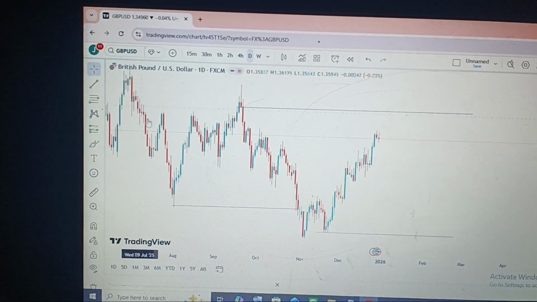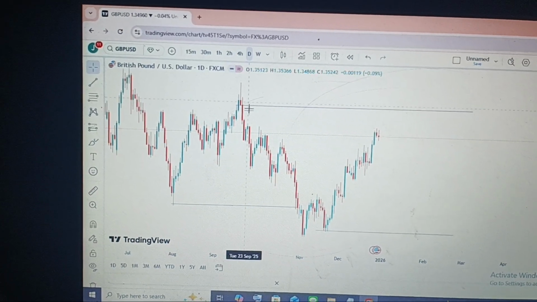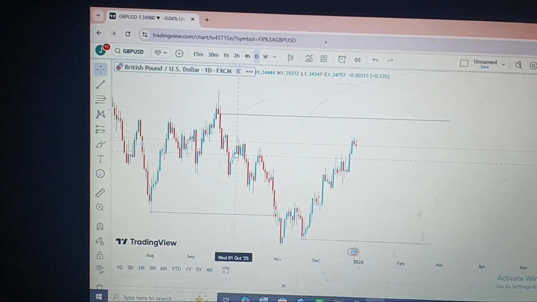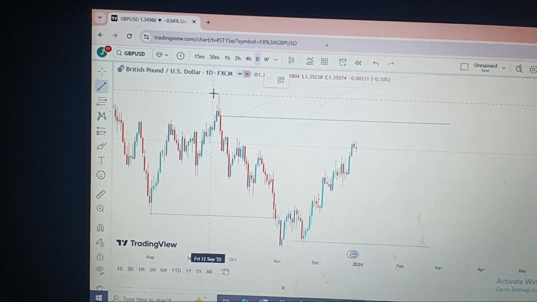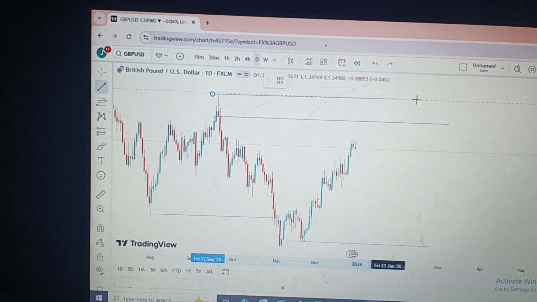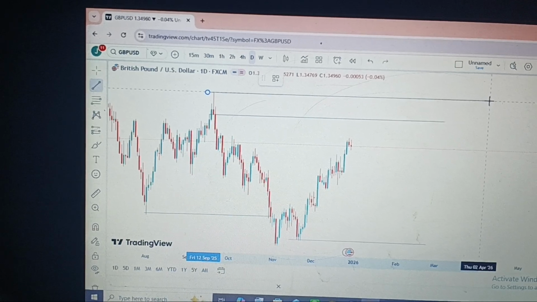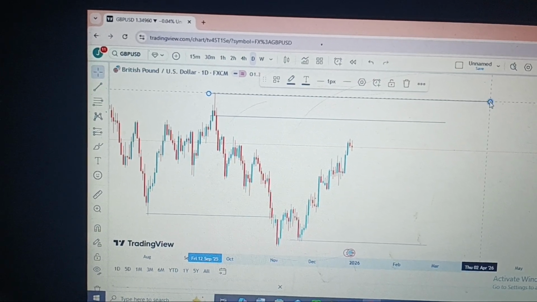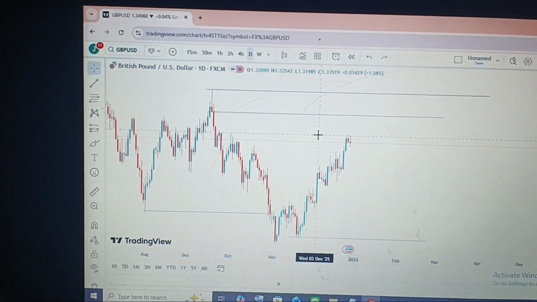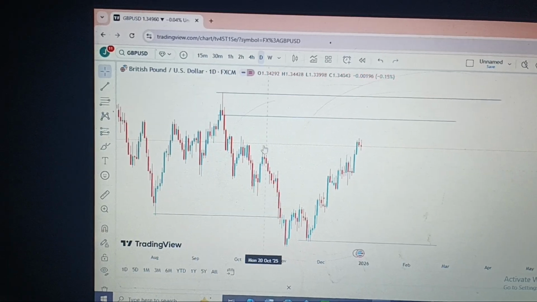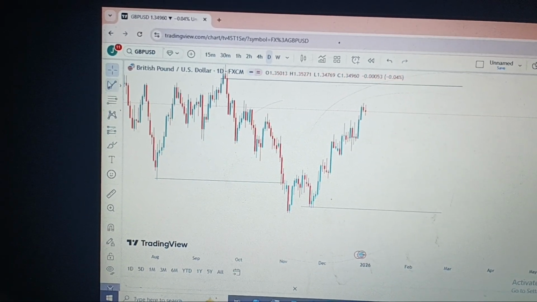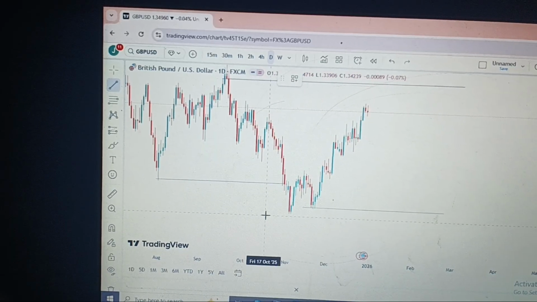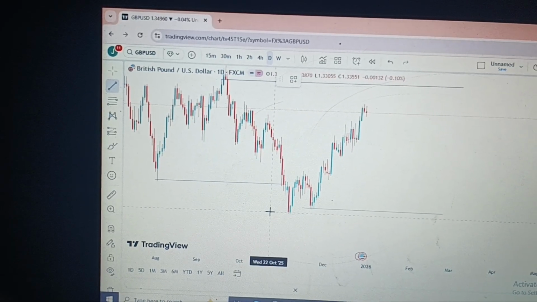Now, if you are looking at this structure here, you can see this move here. Looking from the daily structure, this move here is the high that led to the break of structure. So now you can see that the price is still within the daily. This is the base of the low.